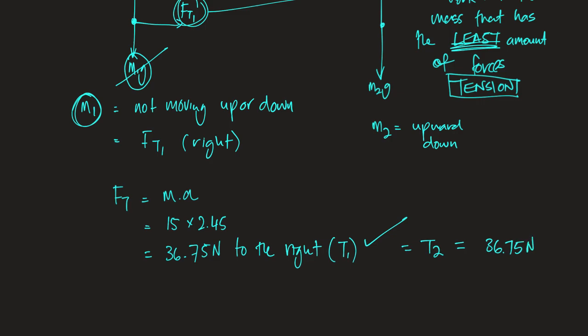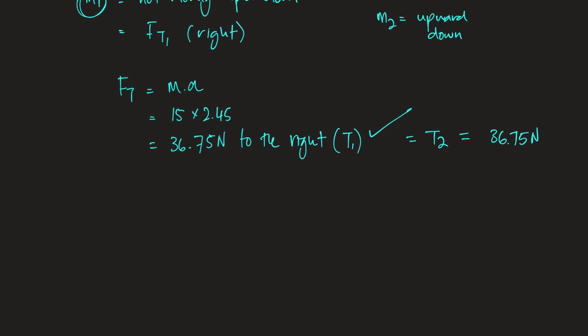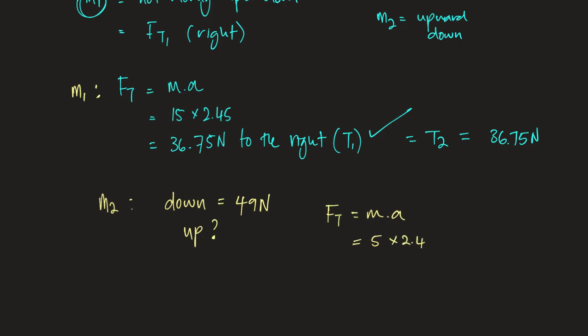Now, if you're unsure about what I've just done, let's have a look here. Let's say I used M2. So here we used M1. Say I used M2. The first thing I need to figure out, I know that going down, remember what I said, is 49 newtons, but going up, I don't know. So I'm going to say Ft is equal to mass times acceleration, which is 5 times 2.45, and that's going to give you 12.25 newtons upwards, right?